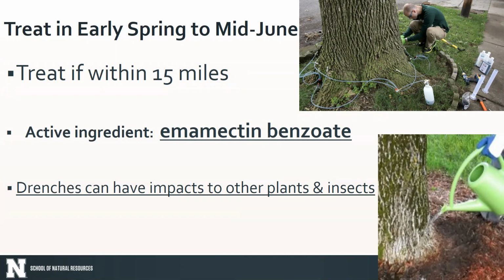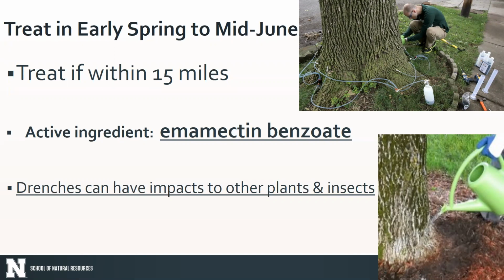The first thing is that we don't want you treating trees just anytime during the year. Specifically, some of the most effective ways to treat trees are in early spring to mid-June. This is when those ash trees are going to be coming out of dormancy. They're going to be taking up nutrients, and we want to treat at that time.